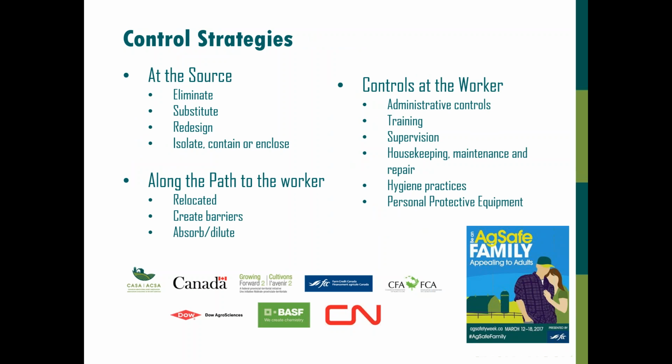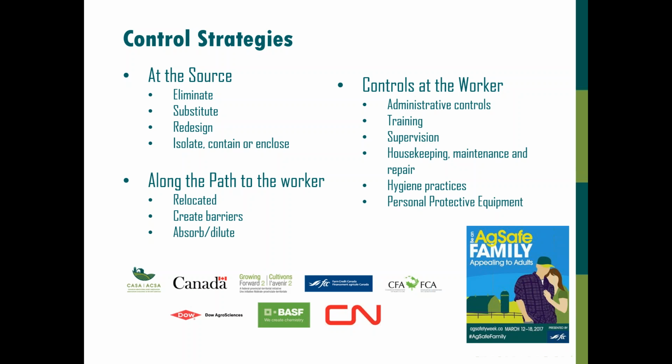Once we've determined the degree of risk associated with that hazard, we then should implement a control strategy. The control strategy can be implemented at a variety of locations. It can be implemented at the source of where the hazard is emanating from, and that may include elimination, substitution, redesign, or isolation and containment of that hazard. It can be controlled along the path to the worker.